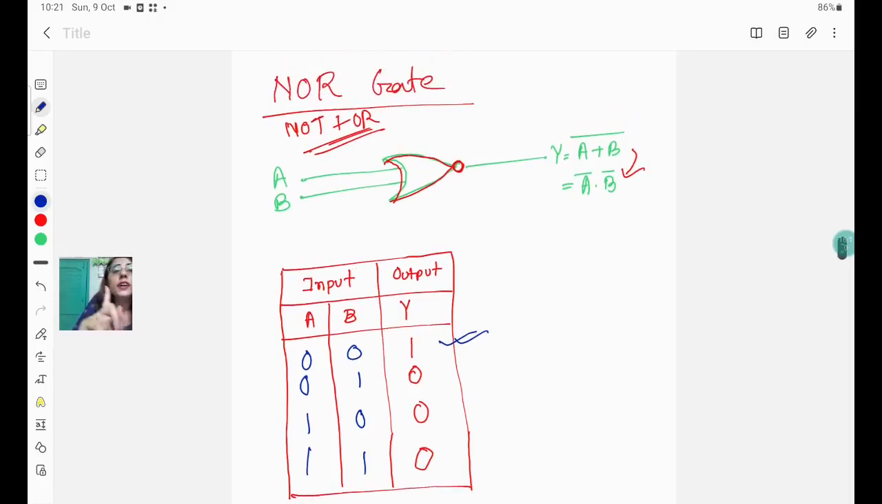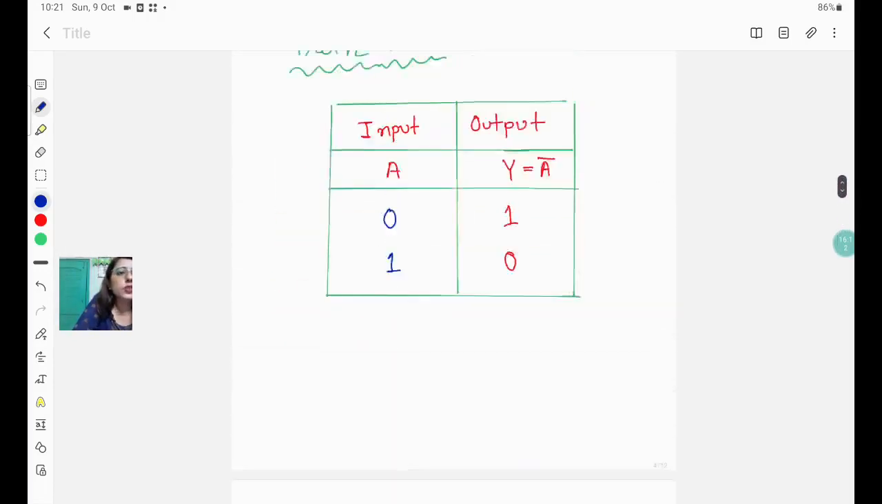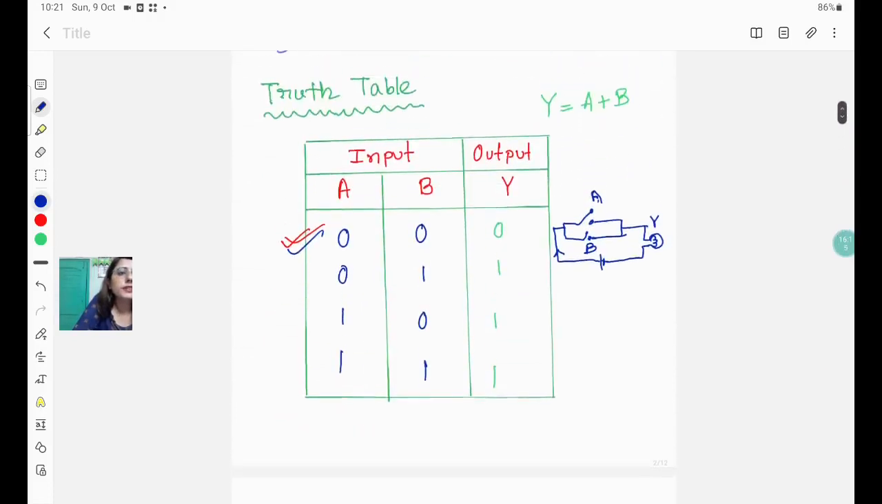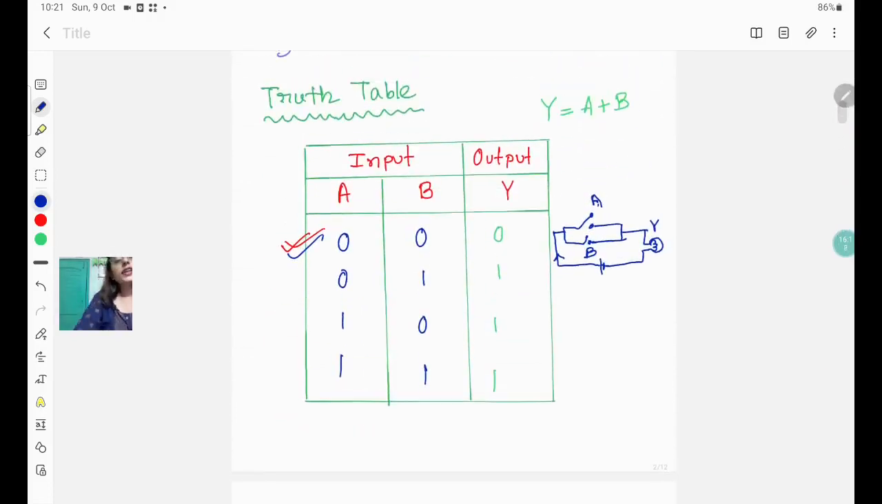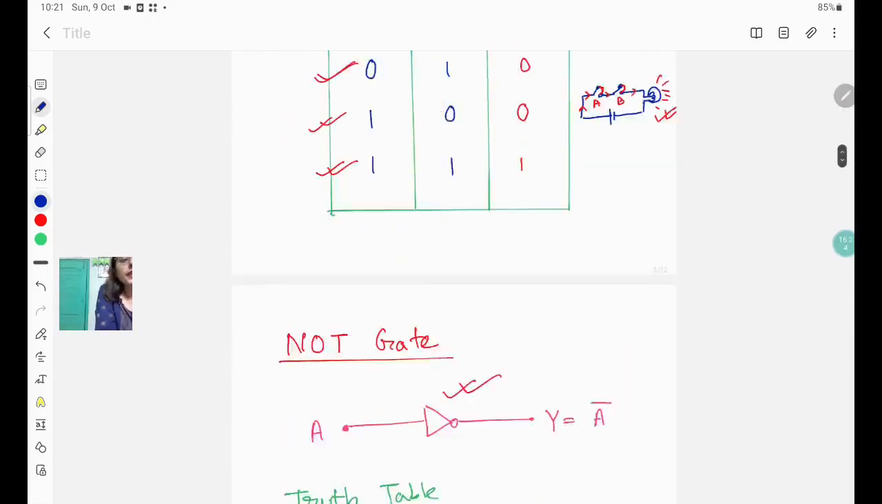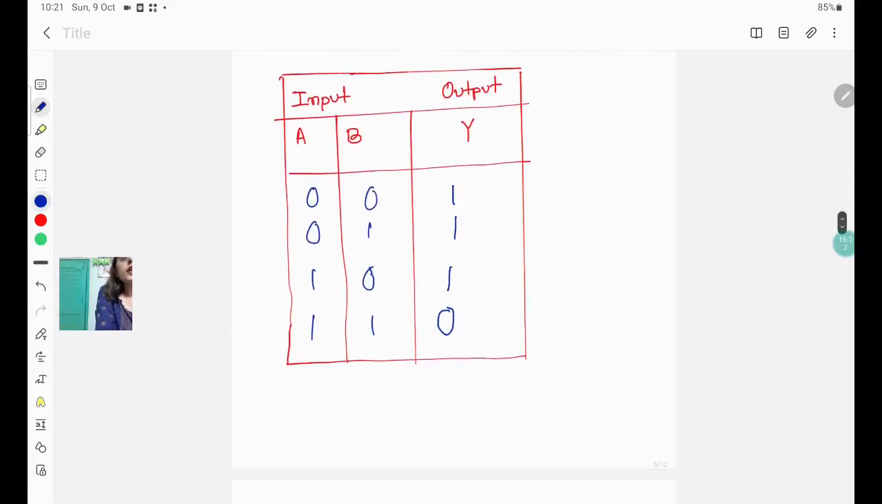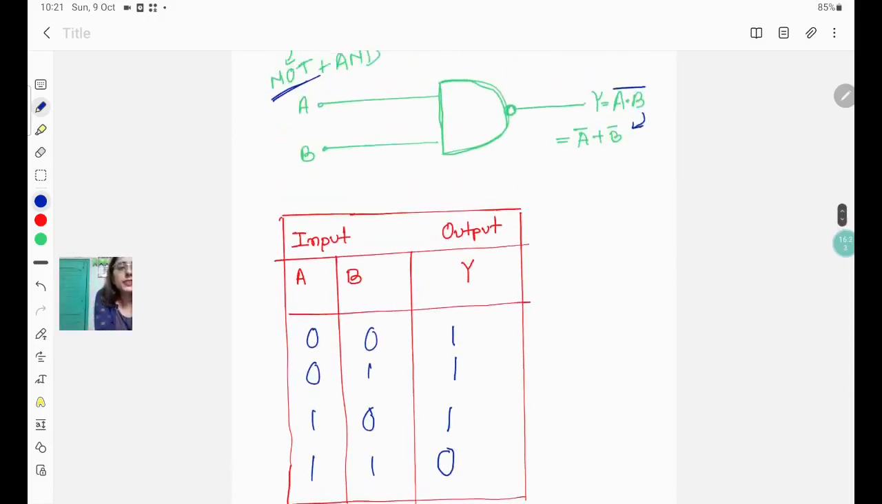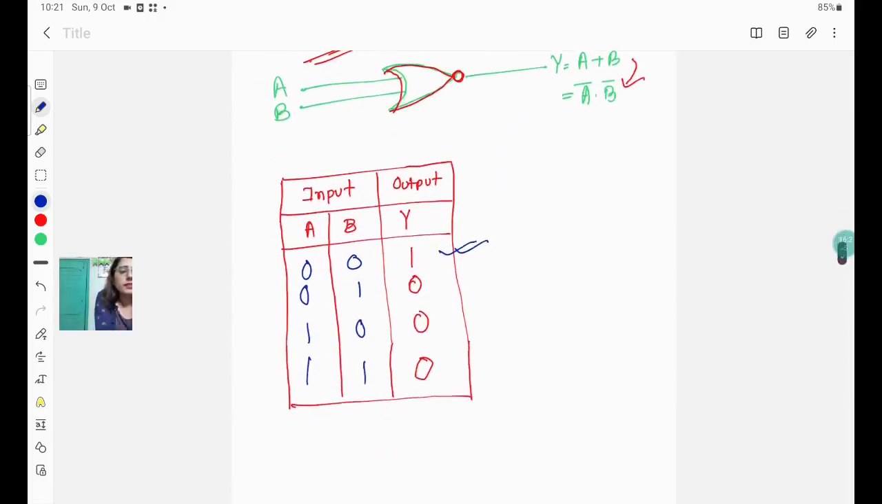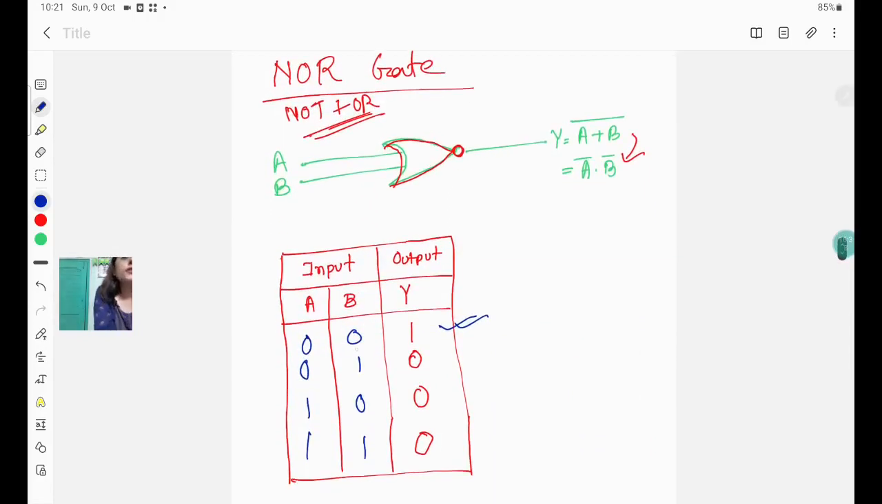Just see, it is the reverse of the OR gate. So let's see the truth table of the OR gate. Here only if both inputs are 0 is the output 0, otherwise it will be 1. But here only if both inputs are 1 will it be 0, otherwise it will be 1. So for the NOR gate, if both the inputs are 0, then the output will be 1, and for any other combination the output will be 0. That is basically the reverse of the OR gate.